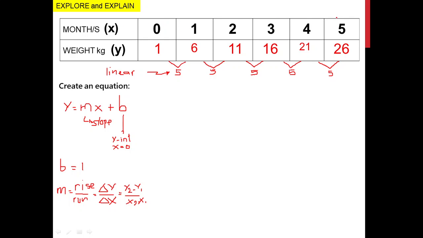This can be my x2, this can be my x1, that is 1. Same, that is 1. 3 minus 2, that is 1. 2 minus 1, that is 1. 1 minus 0, that is 1. So again, if we have a common difference here, it means we have a linear.